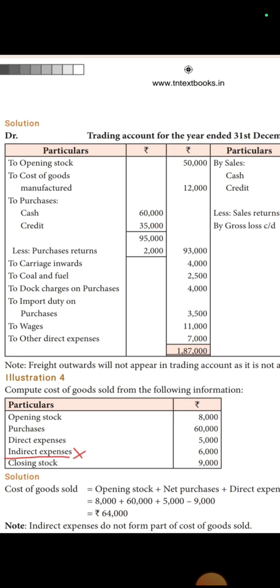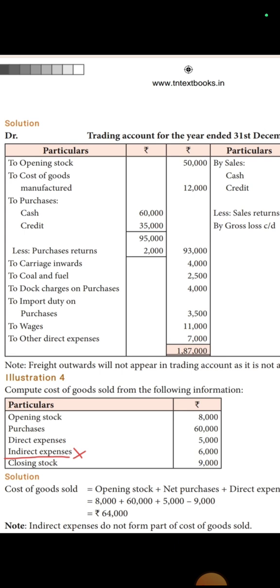Then let's go to the credit side of the trading account. What items appear on the credit side of the trading account? Sales and closing stock, right? Take for example, now we have 2 lakh rupees on the debit side of the trading account. The total amount of the debit side is 2 lakh rupees. Take for example, out of the 2 lakh worth of goods, we sold goods worth 1 lakh rupees.